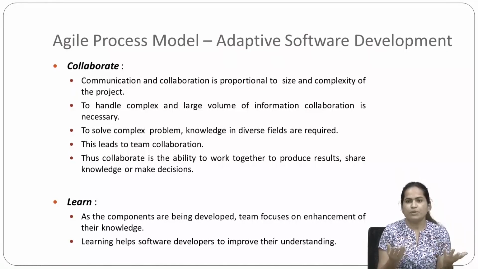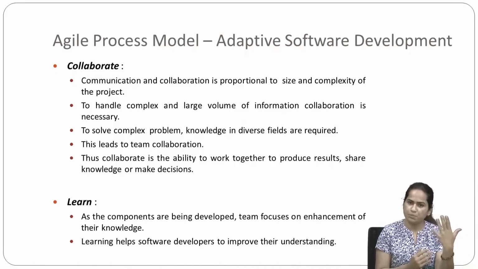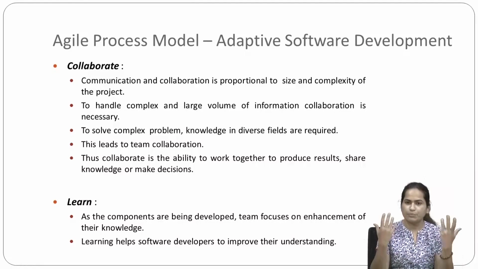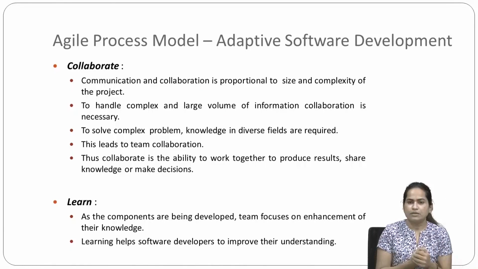What do we mean by collaborate in adaptive software development? If we have to define it, it means the ability to work together to produce results, to share knowledge or to make decisions. After that we have the third stage, that is learn. As the components are being developed, the team focuses on enhancement of their knowledge. Learning helps software developers improve their understanding. As they are developing, they are learning, and as they are learning, it improves their understanding of that project.